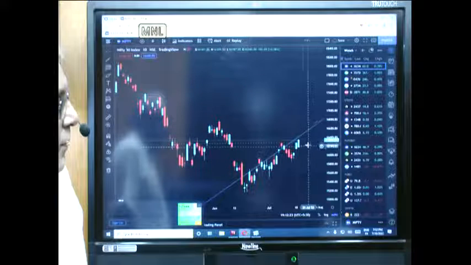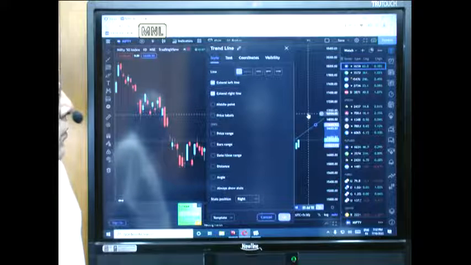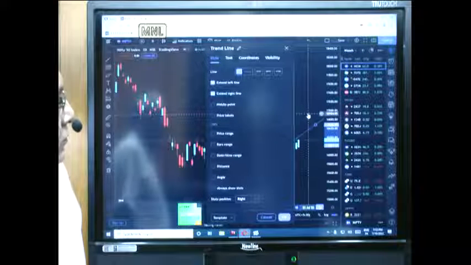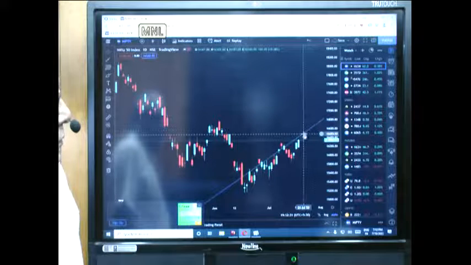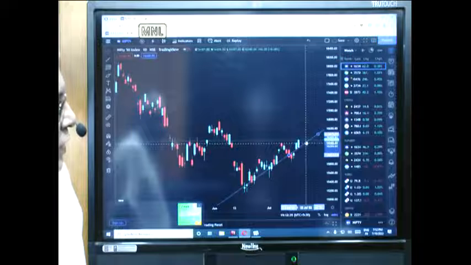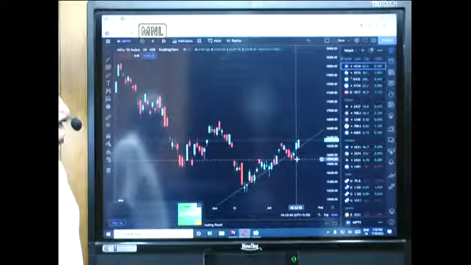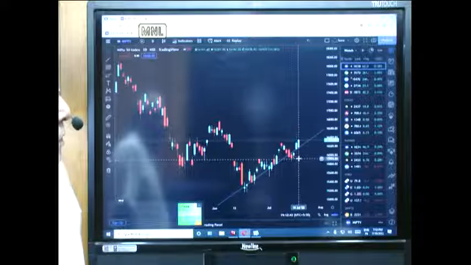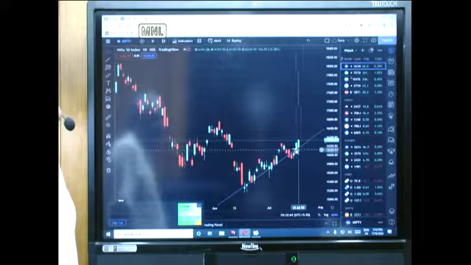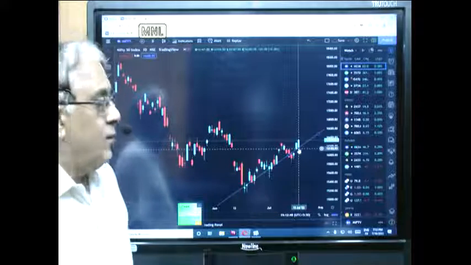Now, what happened today is the same. Now we are bringing it and putting it at yesterday's low. Yesterday's low was 16,142. Now today, the low rests on this trend line, right?